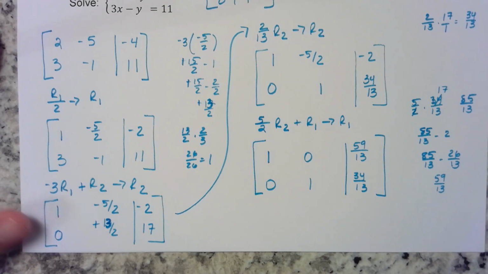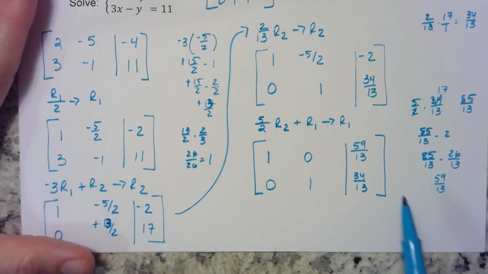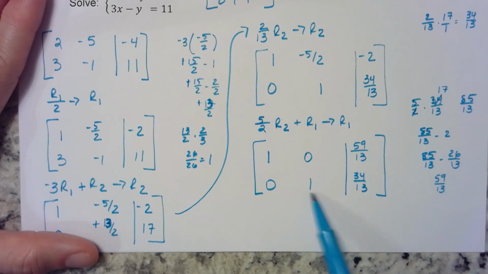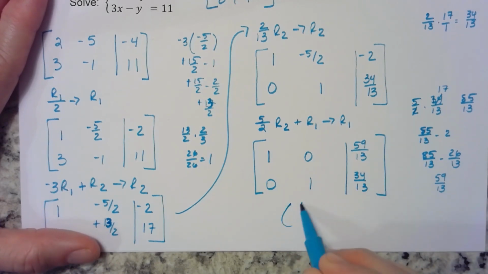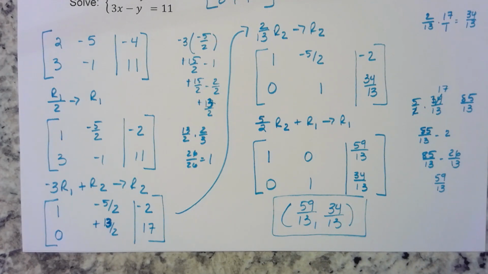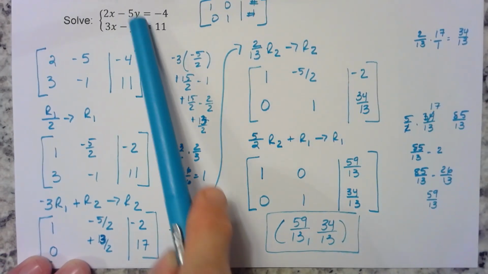So we have our solution. X is 59/13, y is 34/13. And of course you can check your answer by substituting everything back into the original equations, and both of those should end up being true if you do that.